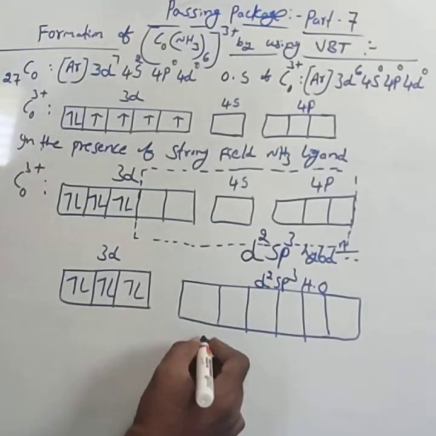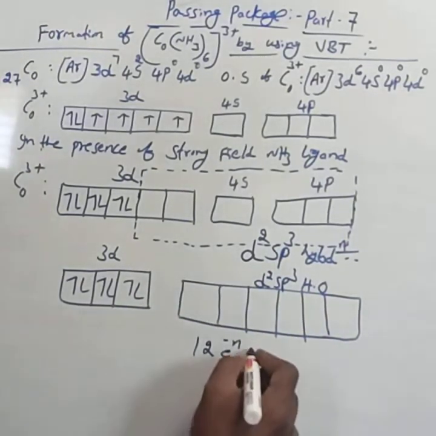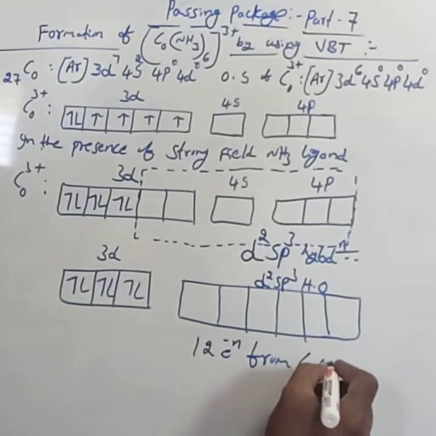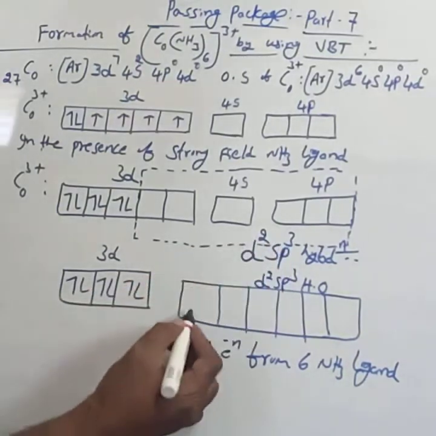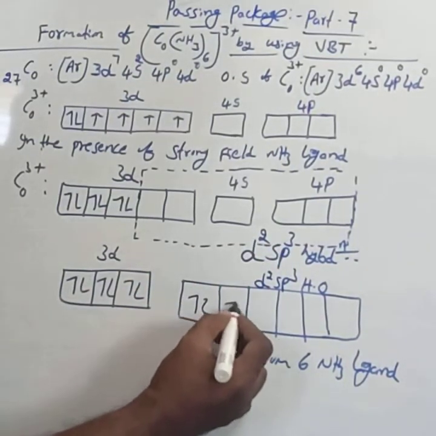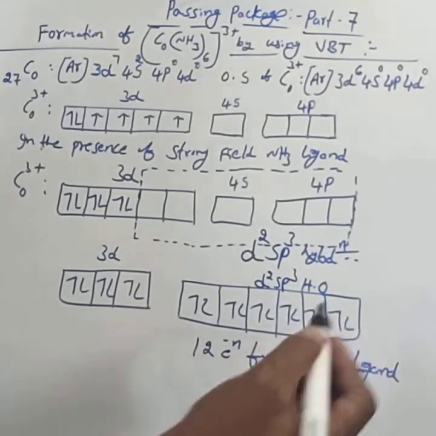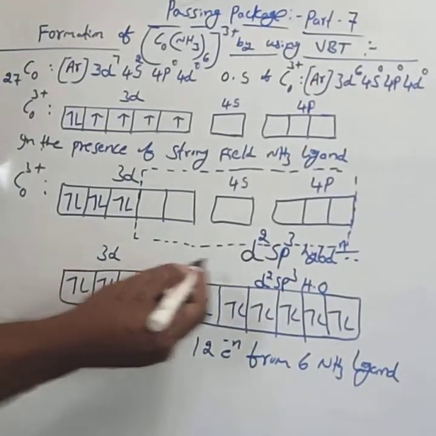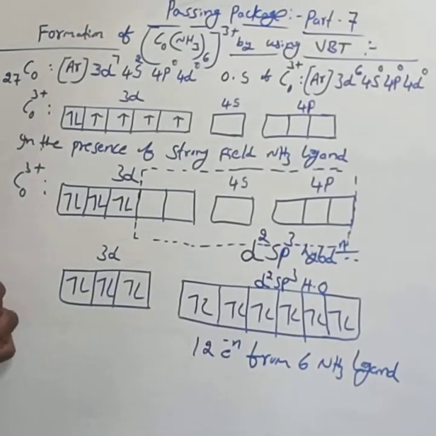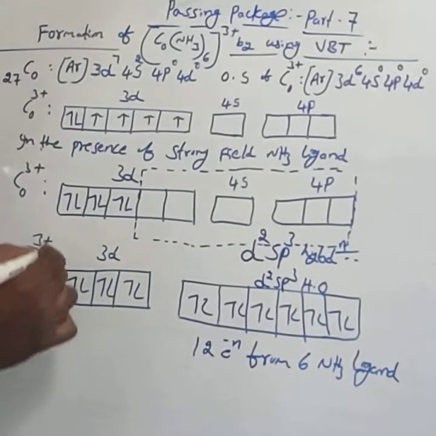Hence 6 NH3 donate 12 electrons. These 12 electrons from the 6 NH3 ligands get filled into the hybrid orbitals. Write this directly in this step only. The d2sp3 hybrid orbitals contain 12 electrons from 6 NH3 ligands. Then this entire configuration is taken as the [Co(NH3)6]3+ cobalt complex.